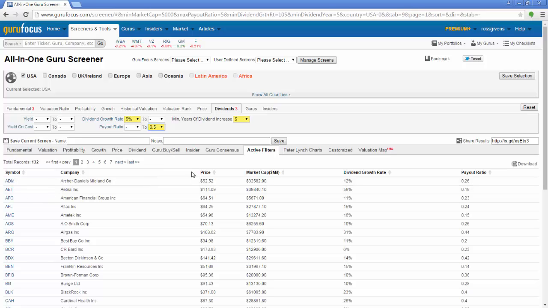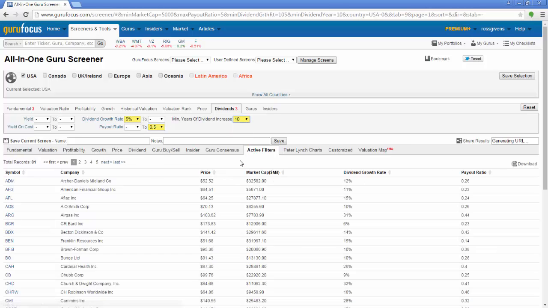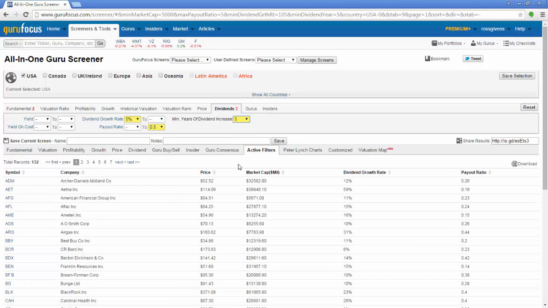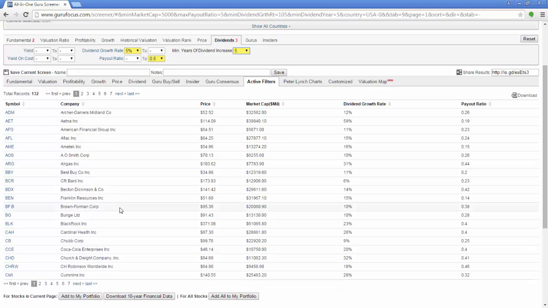So this is what we've got now with minimum 5 years of increase. You can go to 10. You'll still have a decent list. But again, I just don't want to cut any good companies that missed a payout there in 2009. So now I've got a pretty big list. There's still 132 stocks in this.